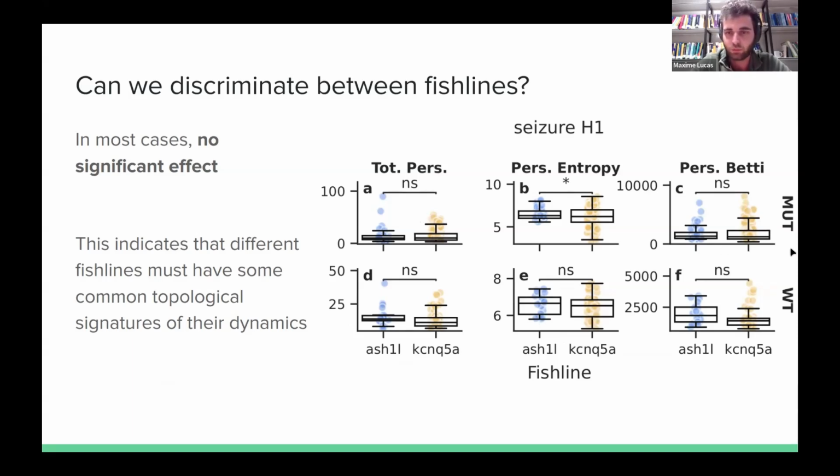And I'm looking at, for example, mutants and here wild type, and you can see that for any of the three metrics, basically the difference between the two fish lines is always not significant. Here it's slightly significant. There's something happening, but most of the time it's really not significant. And this suggests to us that there is at least some shared topology between these events in the different fish lines, okay, in their dynamics. So that can be interesting.